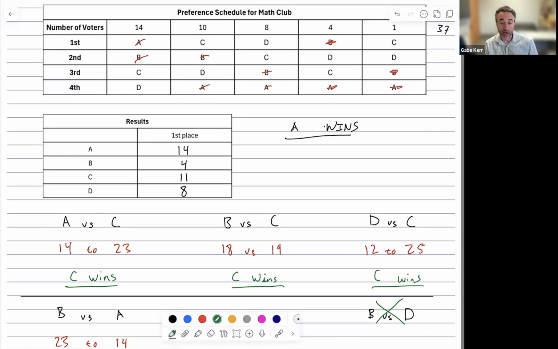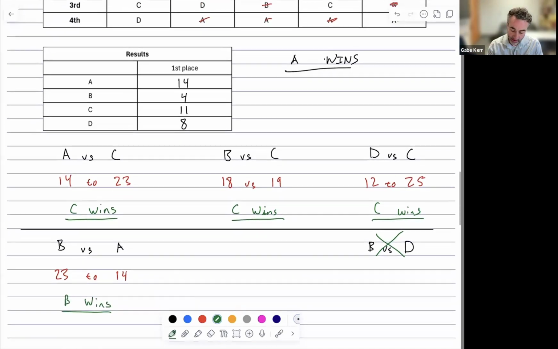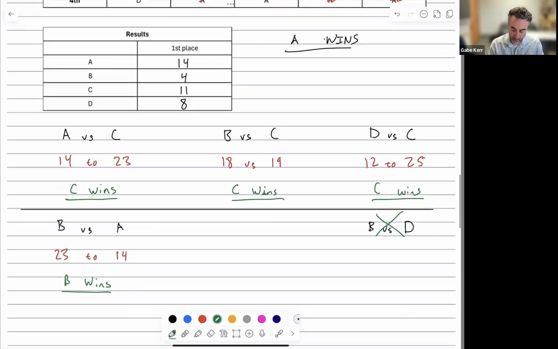So we see in the head-to-head matchups, my first guess that B might be the Condorcet candidate was not right. However, we will find out when we do those head-to-head matchups and get to the place where maybe we find the Condorcet candidate. In this case, we did. C is, I'll just say, C is Condorcet candidate.